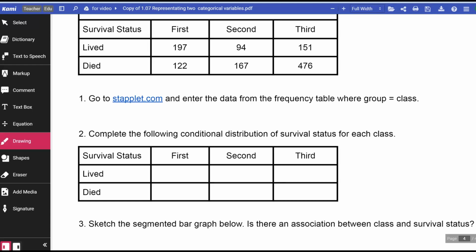Now, in the first example, we did it by hand, but now we're going to do it using the applet statlet.com. So go click on the Statlet link, and when you do that, it's going to take you to Statlet. We're actually dealing with two categorical variables, so we're going to click on that. My internet is slow, so please bear with me.